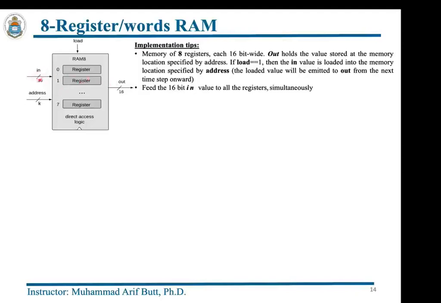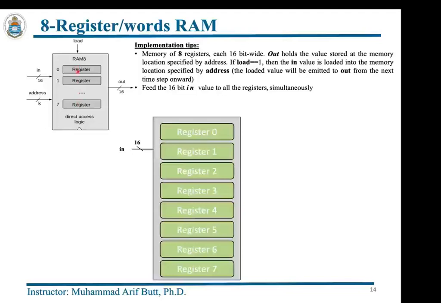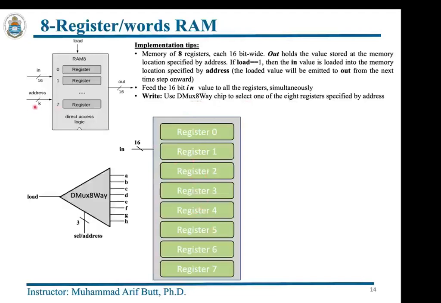Well, the 16 bits of this in value will be fed inside all these registers. This in will be placed inside this register, this, and all these registers. Now, in case of a write operation, what we need to do is write into any one of these 8 registers. So we use a DMUX 8-way chip to select one of these 8 registers specified by this address, something like this.